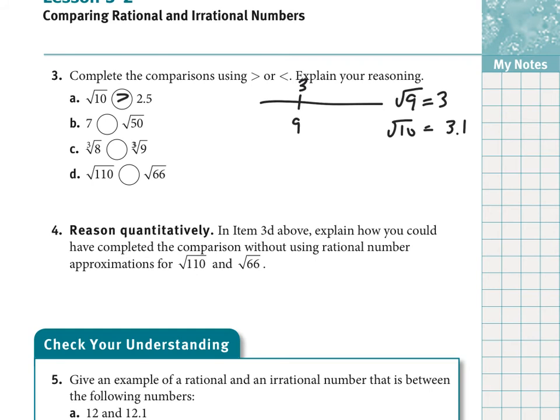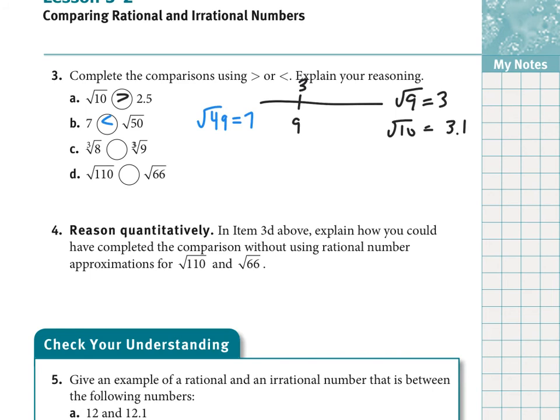Okay, what about part B? Compare 7 to the square root of 50. Well, I know the square root of 49 equals 7. So the square root of 50 is going to have to be a little bit bigger than 7. Okay, so that's a way to think about that one.